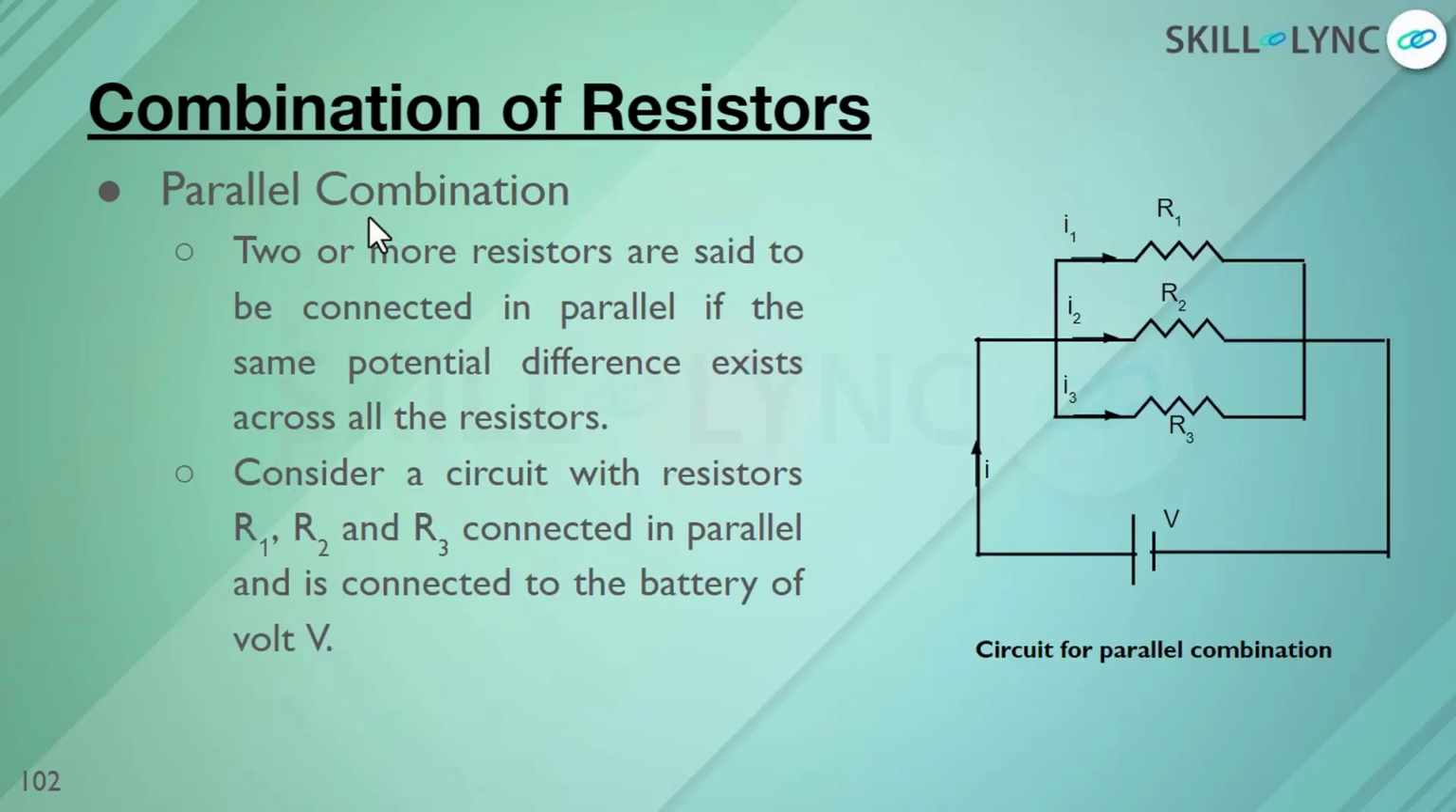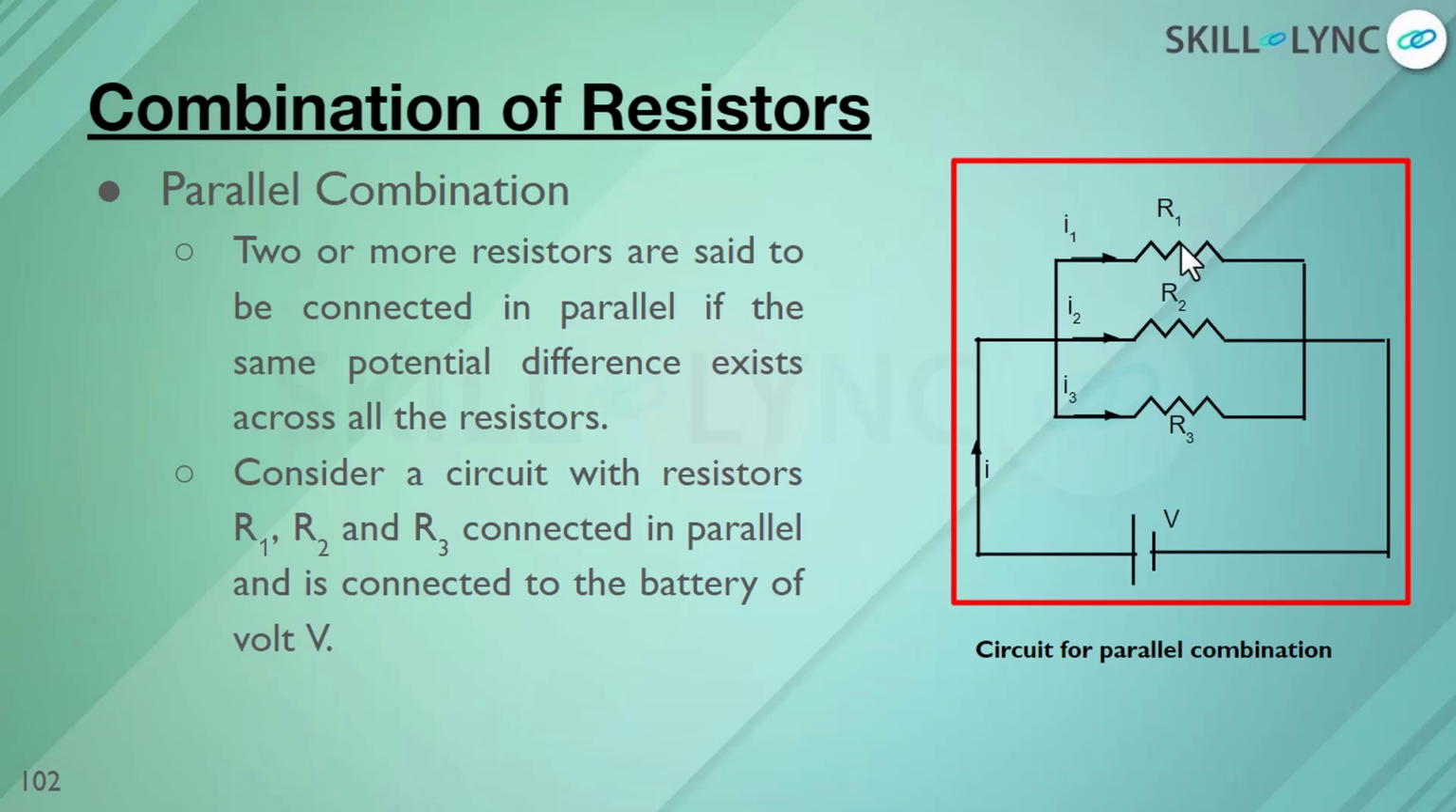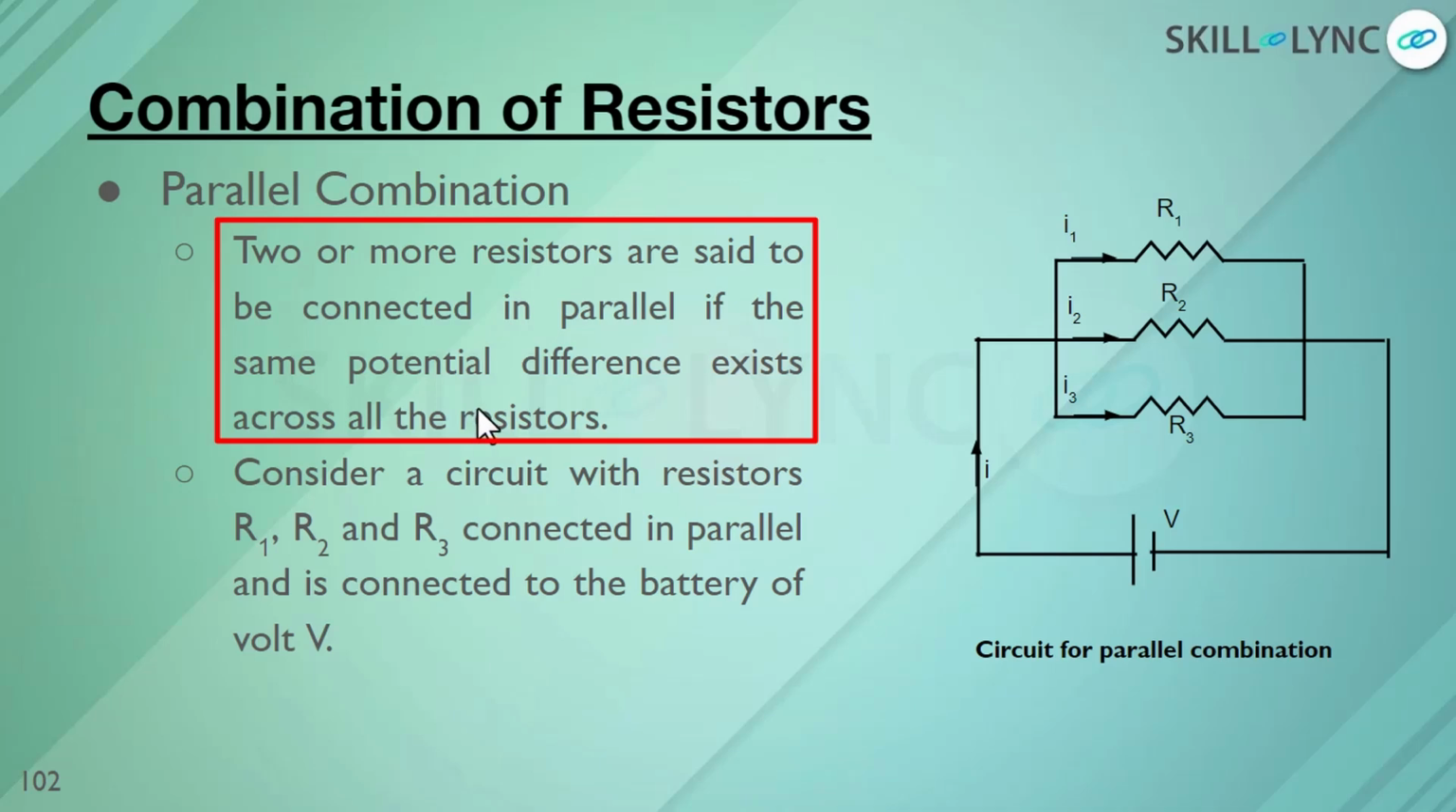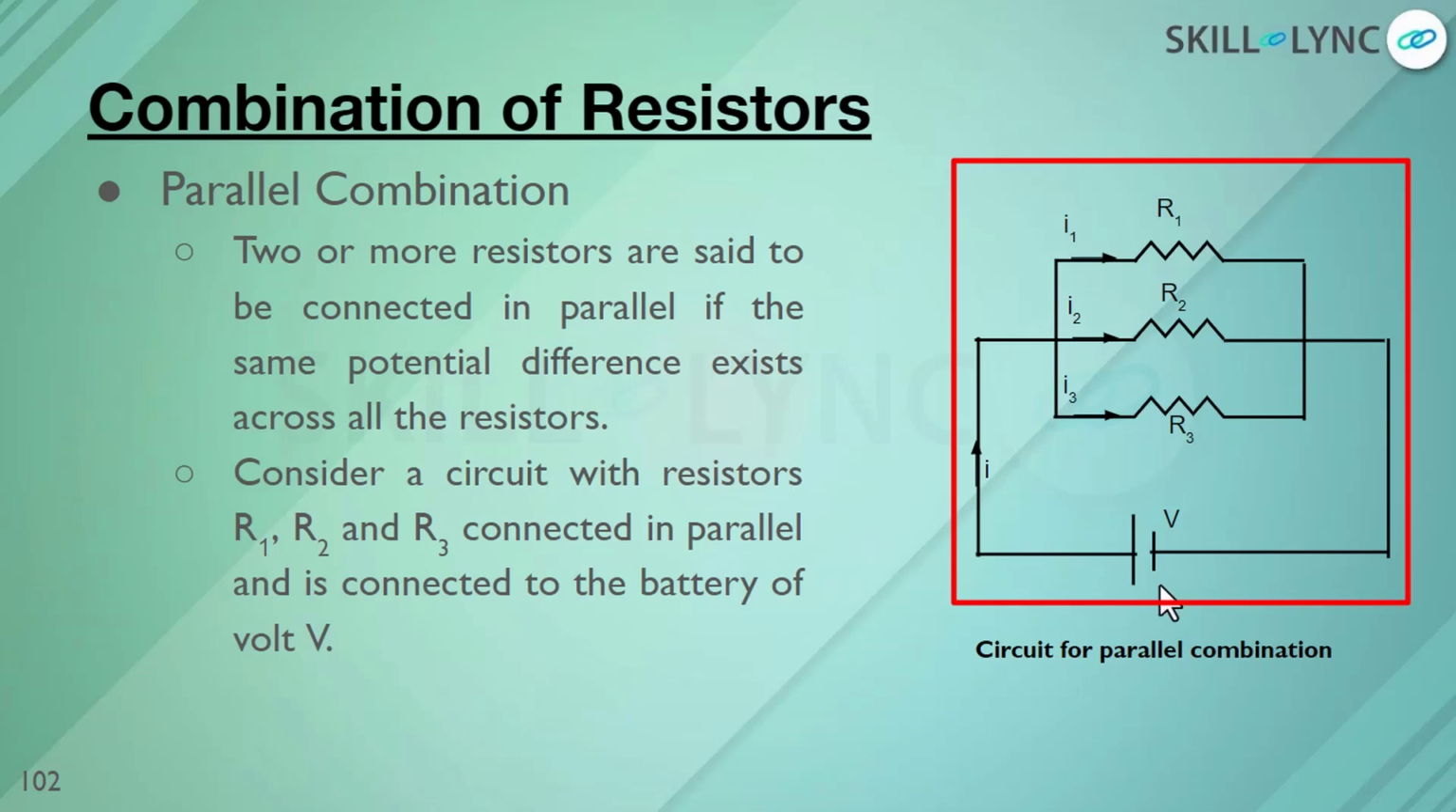The next thing we are going to learn is parallel combination. Two or more resistors are said to be connected in parallel if the same potential difference exists across all the resistors. Consider a circuit with resistors R1, R2 and R3 connected in parallel and connected to the battery of volt V. Let's see in the circuit, there are three resistors R1, R2 and R3. They are considered to be in parallel as the same potential difference exists across all resistors. As we can see in the circuit, the same potential difference of V exists for all the resistors.